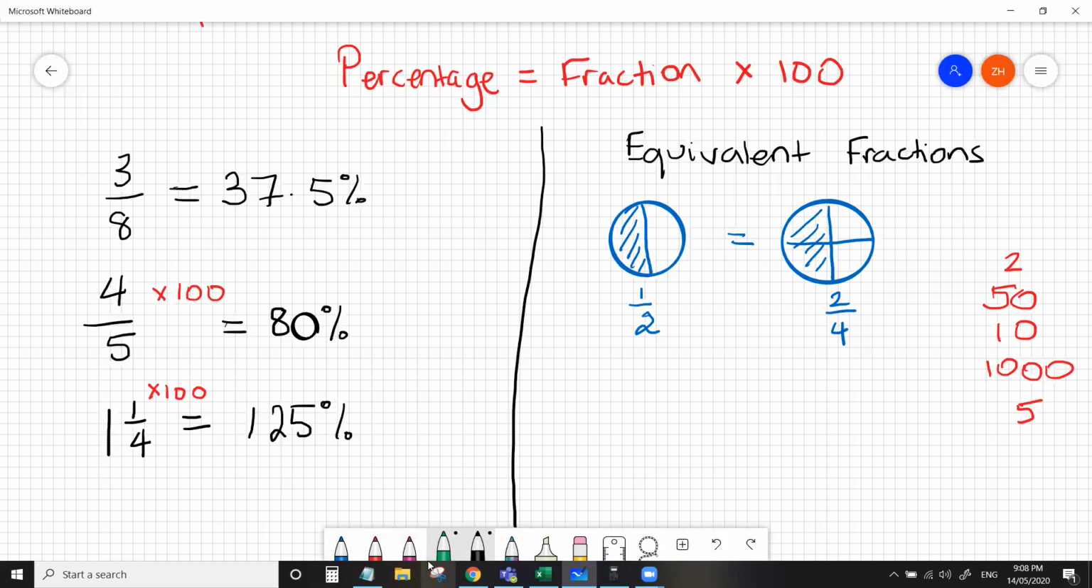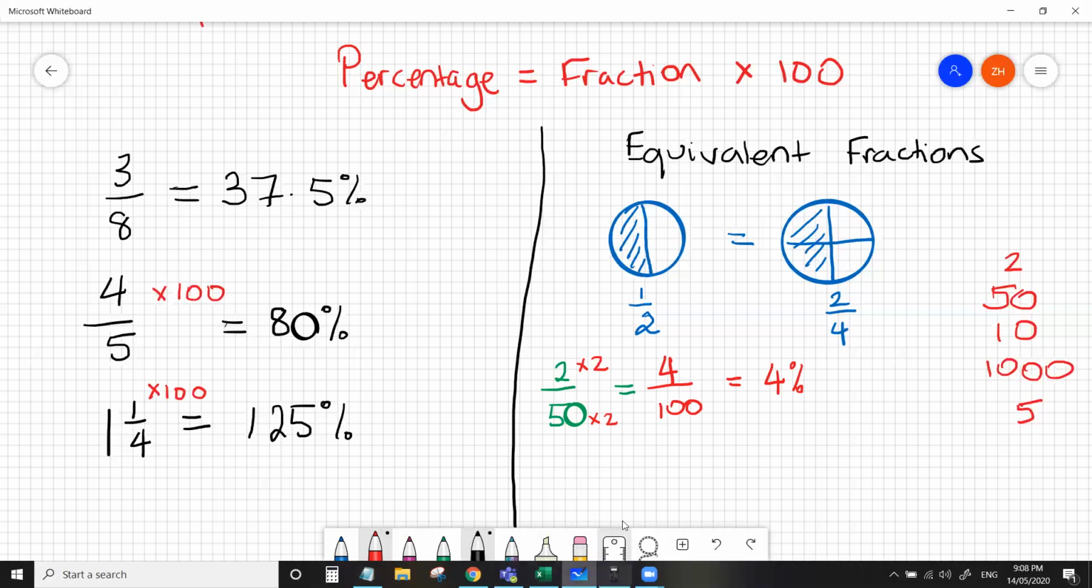The first one we'll do is 2/50. Now, to turn 50 into 100, we just need to double it. So we multiply the numerator and the denominator by the same number, and we end up with 100 on the bottom and 4 on the top. And now that we've got a fraction that's out of 100, we can just straight away write down the percentage, because it's 4 out of 100 and percentages are out of 100.